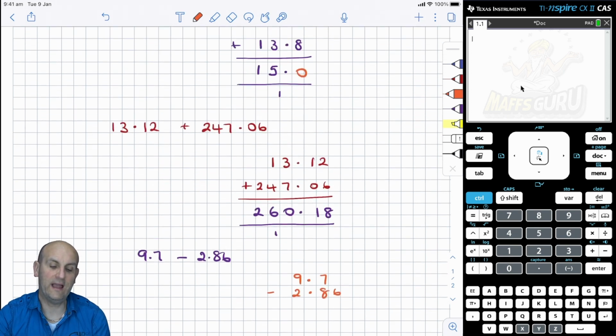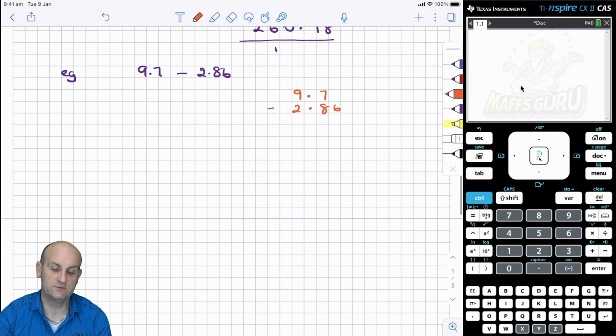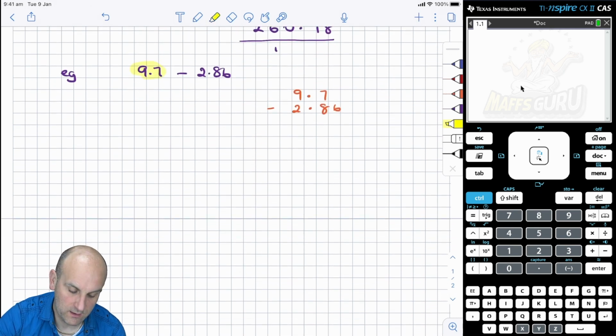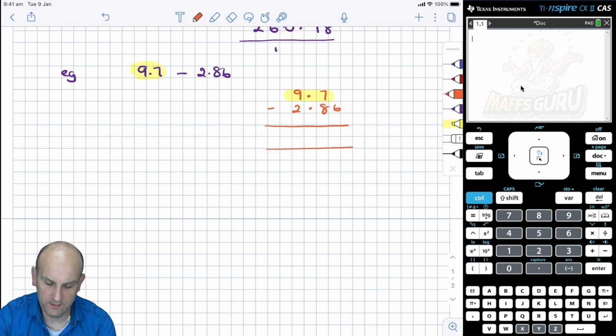Now when you add values together, it doesn't matter in what order you do them. It doesn't matter if I'd written the first one and the second one in a different order, because addition is fine. But when you have subtraction, we have to write the 9.7 at the top in this situation and the 2.86 below. So let's draw two lines. Hold on a moment, I've got a problem. There's no number in there.